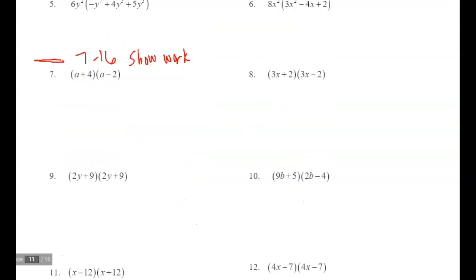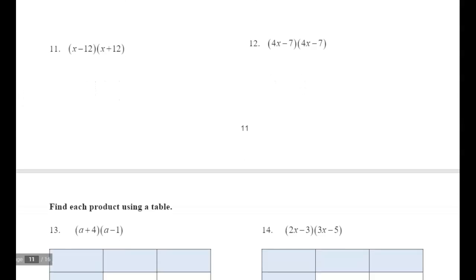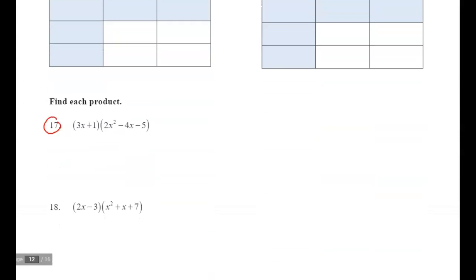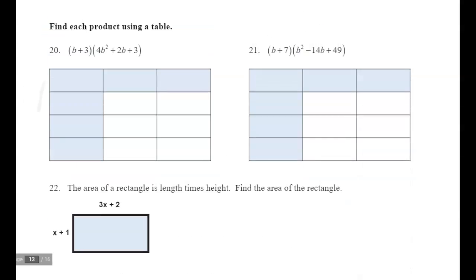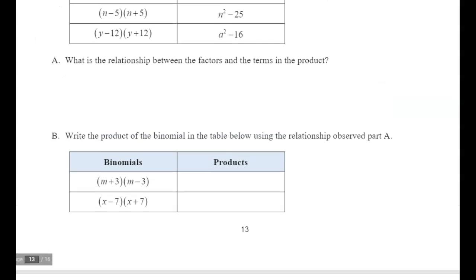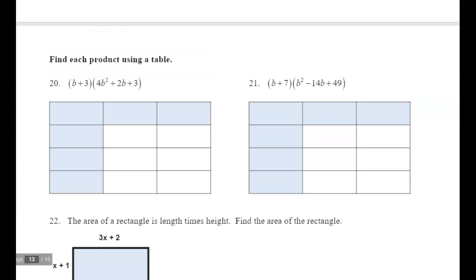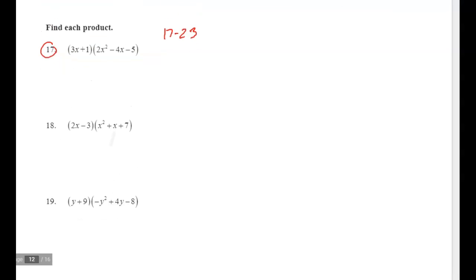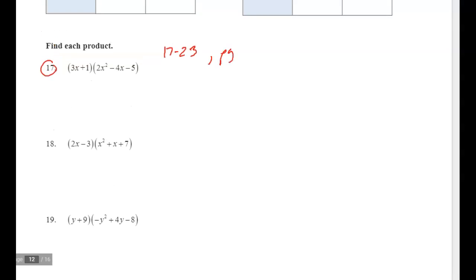We've already done 7 through 16. So your assignment picks up right here on 17. And that's on page 12. It goes all the way through 23. So again, not a ton of problems. 17 to 23. And that's on pages 12 and 13.